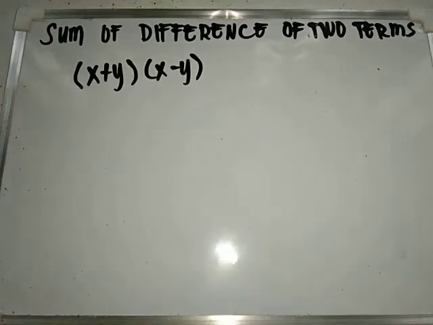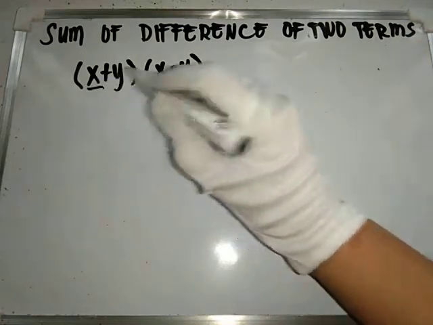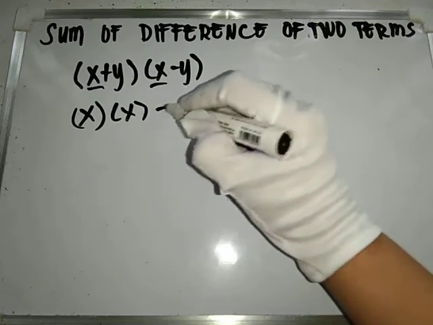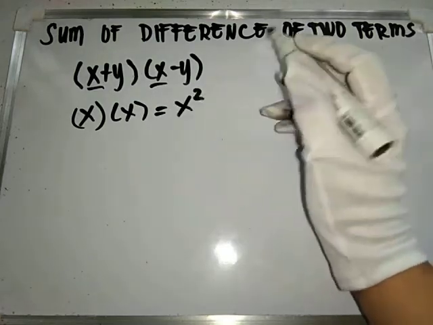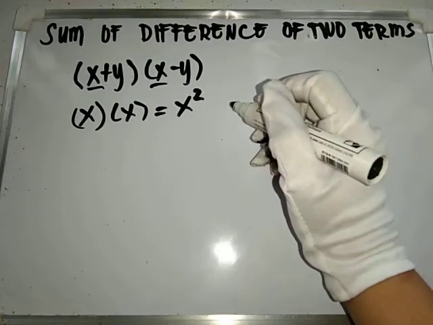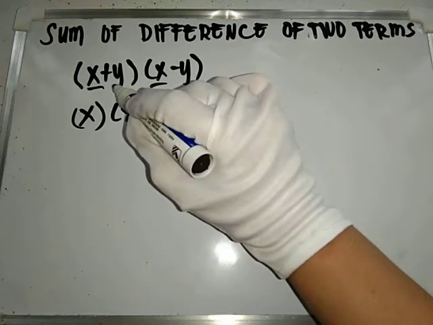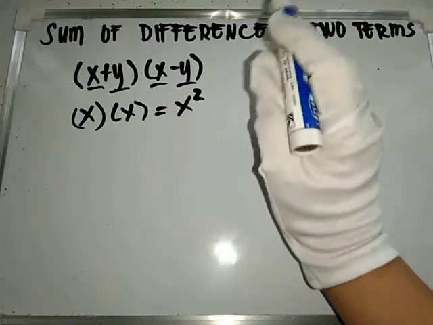So, sa sum of difference of two terms, ay mayroong dalawang rule. The first rule is multiply the first term to first term. X times x is equal to x squared. And the second and last rule is multiply the last term to last term.